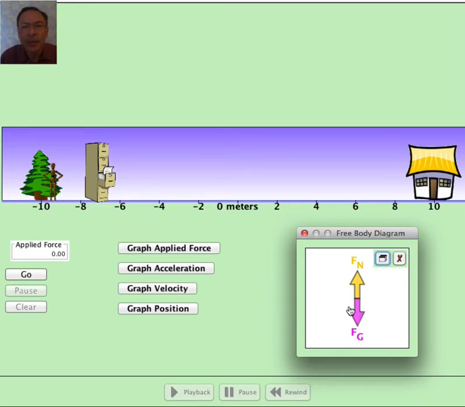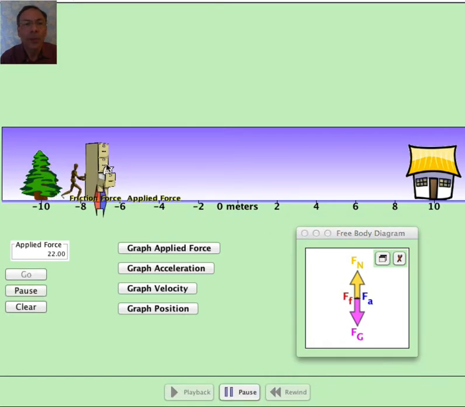Now notice that the gravity force in the free body diagram is canceling the normal force. They labeled it F sub n. And the cabinet is just sitting there. There's just those two forces. But now I'm going to ask the guy to start pushing on the cabinet.